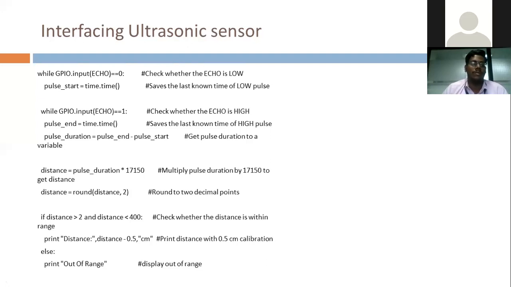Whenever it is within the range, I'm printing the distance value. If not, it is out of range, because the maximum range of the ultrasonic sensor is 4 meters. Beyond 4 meters it just sends a garbage value, so it's not accurate. The range of the sensor is 2 centimeters to 4 meters, with 0.01 precision. So this is the code for the ultrasonic sensor.